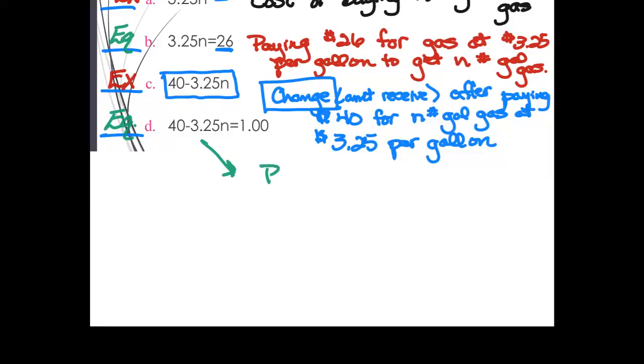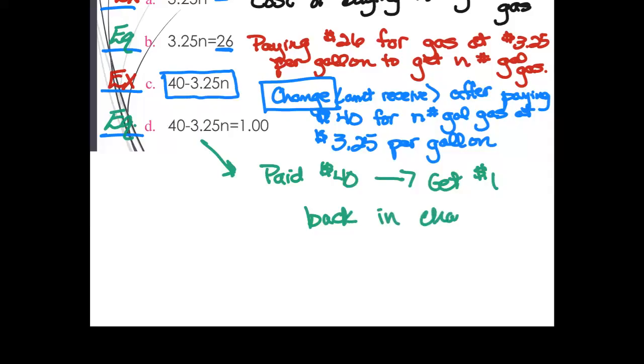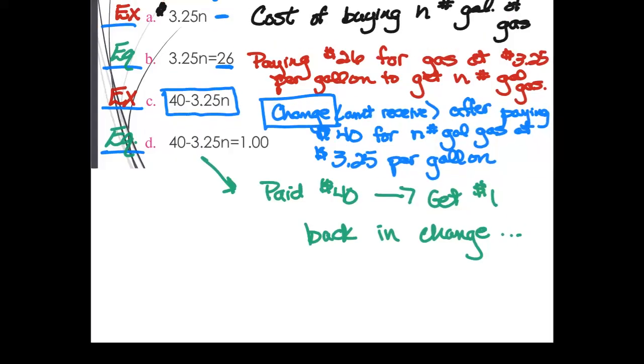So you paid $40 for the gas and blah, blah, blah. Basically all the stuff we talked about before, and you get $1 back in change. Okay? Do you see the slight differences in all of those expressions and equations? They're subtle, but they're important. They do represent other specific things. Okay?